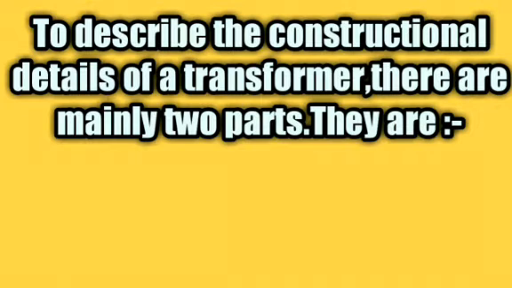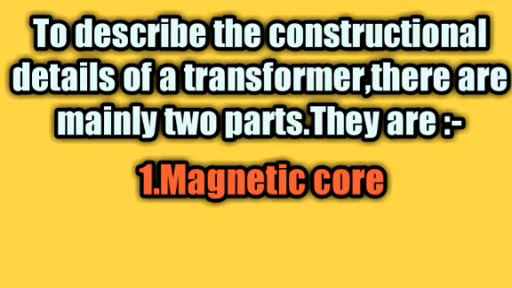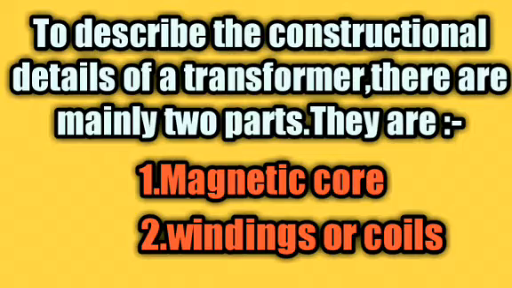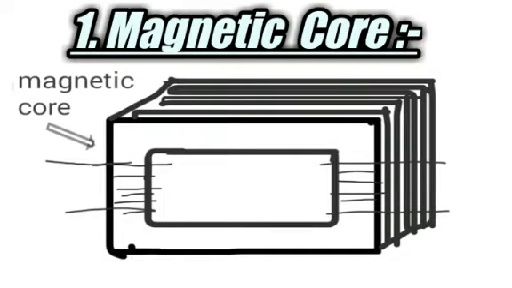To describe the constructional details of a transformer, there are mainly two parts. They are 1. Magnetic core. 2. Windings or coils. We all know a transformer consists of two windings, one is primary and the other is secondary. These two windings are mounted on a common laminated magnetic core. This is the magnetic core, and the two windings are mounted on this core only.